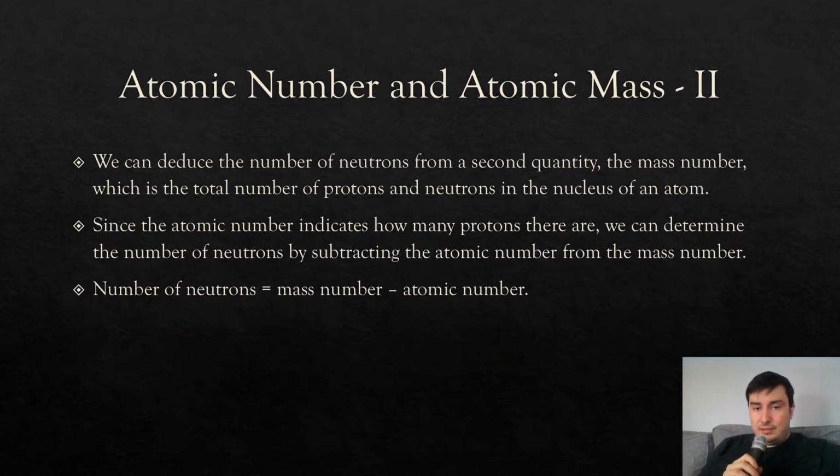We can also deduce the number of neutrons from the second quantity called the mass number, which is the total number of protons and neutrons in the nucleus of an atom. Since the atomic number indicates how many protons there are, we can determine the number of neutrons by subtracting the atomic number from the mass number. The number of neutrons equals the mass number, take away the atomic number.